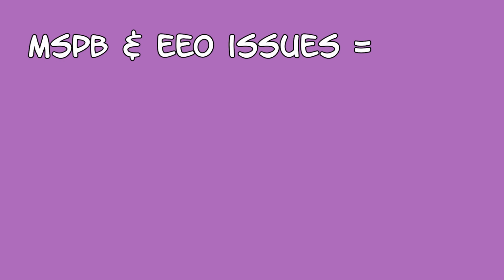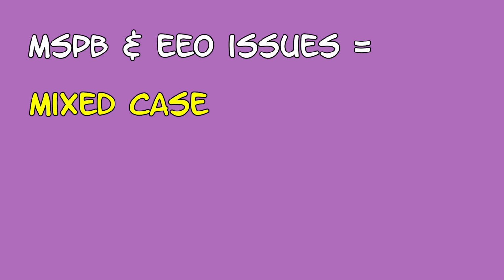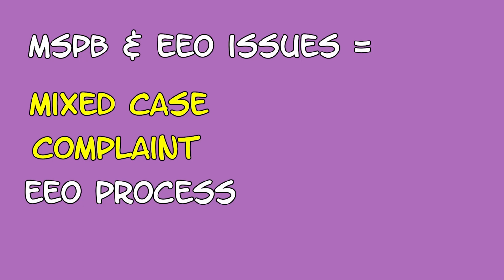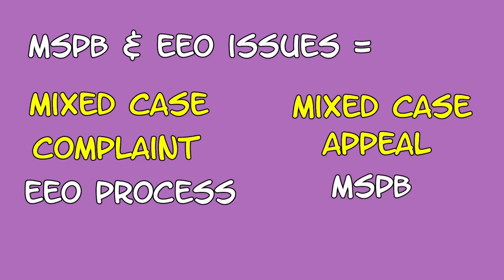A case with issues covered by the MSPB and the EEOC is called a mixed case. A mixed case can be filed under the agency's EEO process, which is a mixed case complaint, or can be filed with the MSPB, a mixed case appeal. In a mixed case complaint, the agency has 120 days to investigate. After 120 days, you can appeal to the MSPB. If you receive the agency final decision and are dissatisfied with the results, you have 30 days to appeal to the MSPB. The EEOC does not conduct hearings on mixed case complaints.